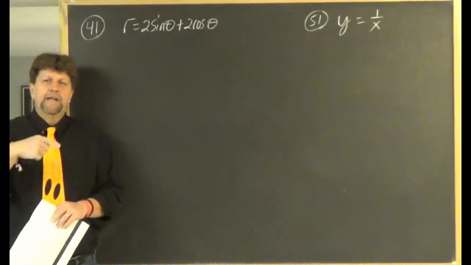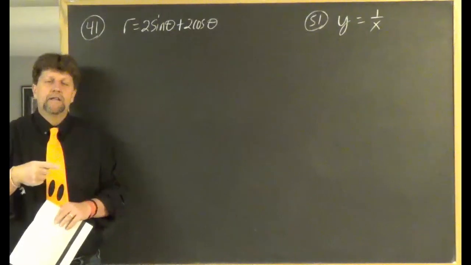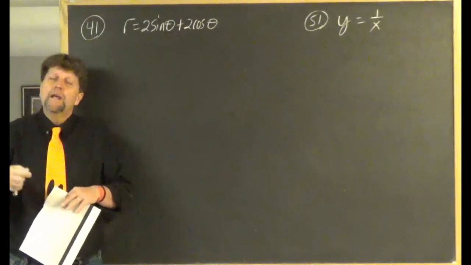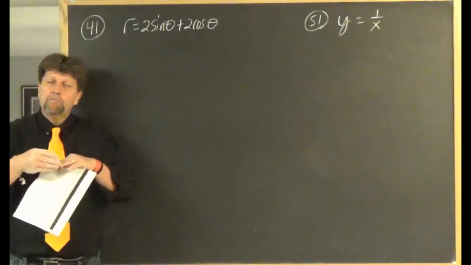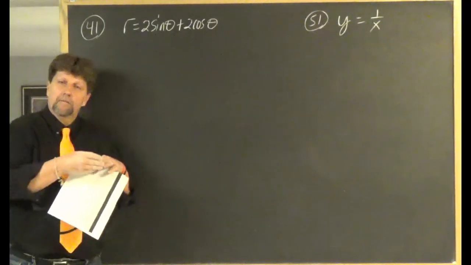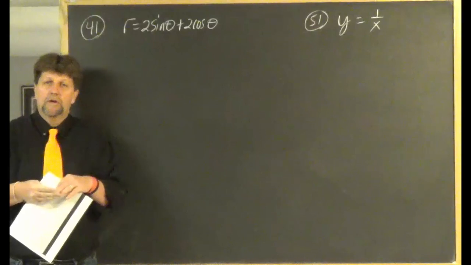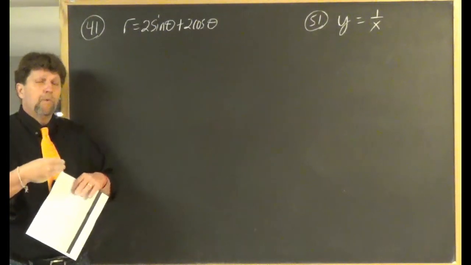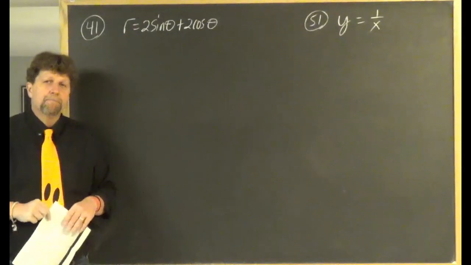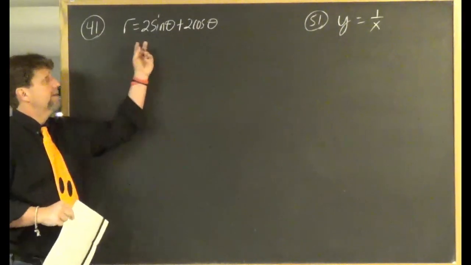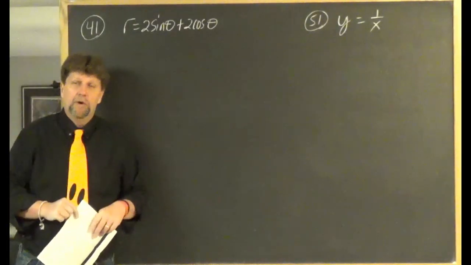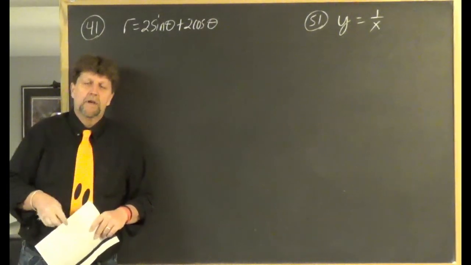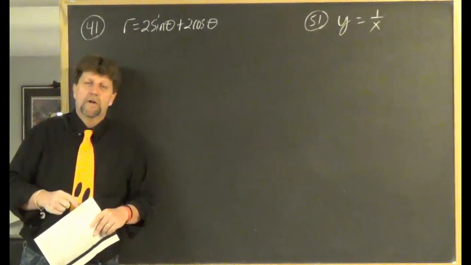Hi folks, sorry I didn't have these actually written down on a slide, and I told you that we were going to do 41 and 51. Because now that we know how to convert points, rectangular coordinates to polar coordinates, or polar coordinates to rectangular coordinates, we can do the same thing with equations. So number 41, you were given this polar equation and you were asked to convert this to a rectangular equation, or an equation with Cartesian coordinates.